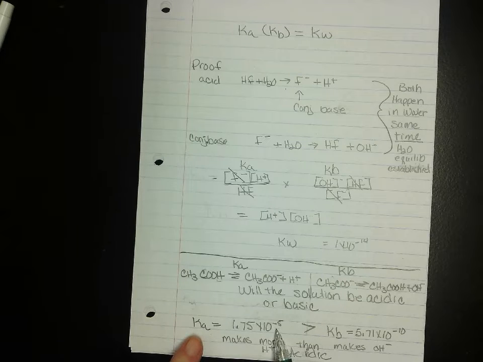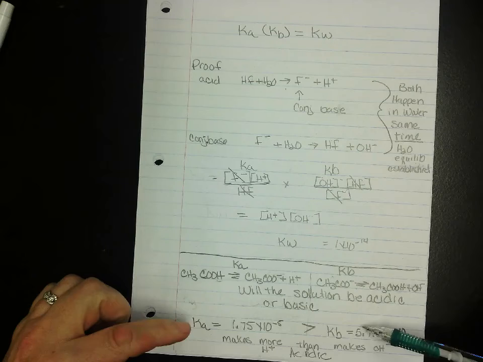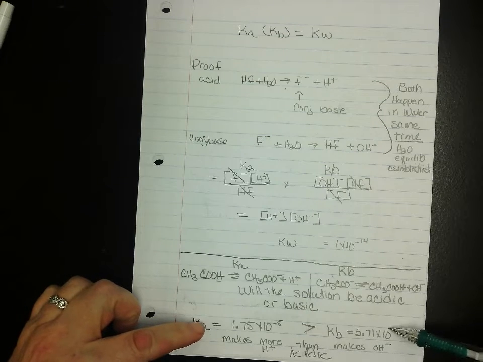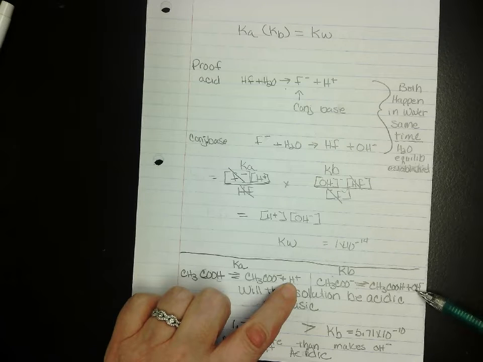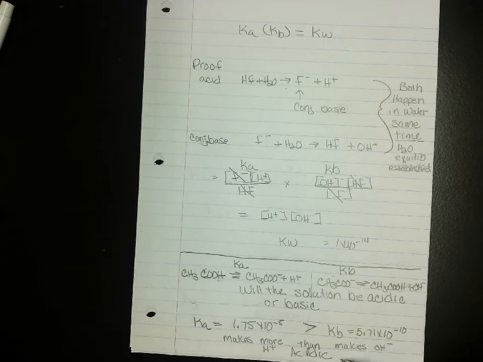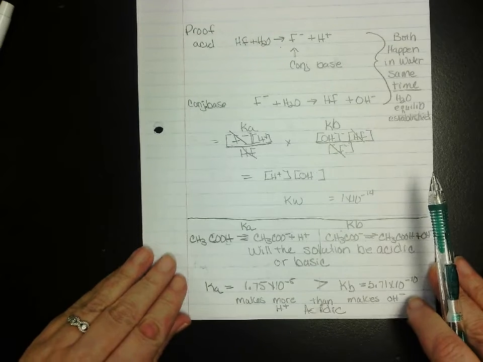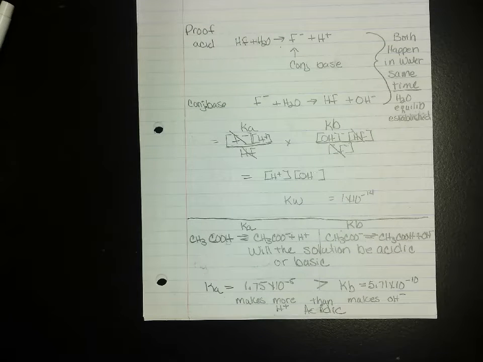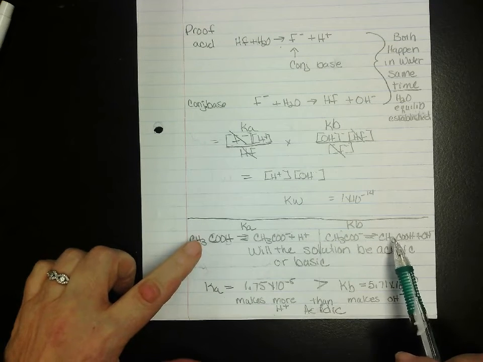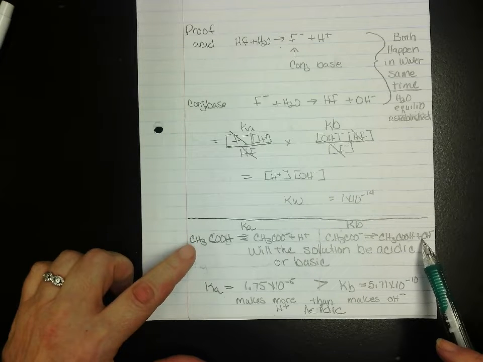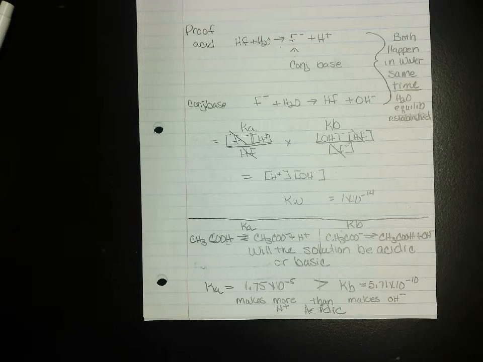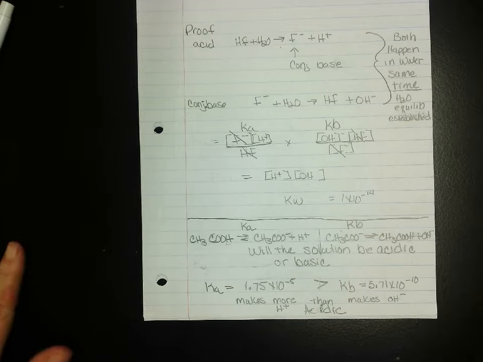If we have a larger number, remember it is products over reactants, it means we have more products. So here our Ka is greater than our Kb, so that means that we will have more H plus in solution than we will have OH, and that makes this solution acidic. Okay, so remember these are two separate reactions, and we have to see which equilibrium lies farther to the right, and that will determine if we have more H pluses or more OHs. If we have more H pluses, we're going to be acidic.